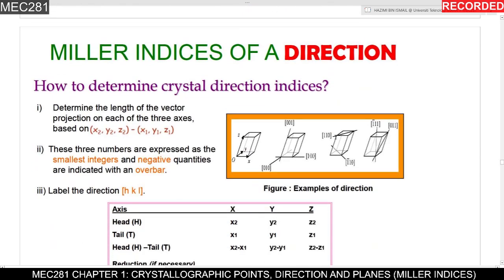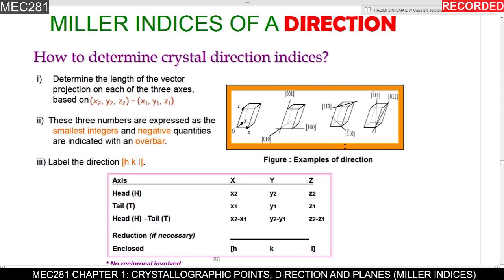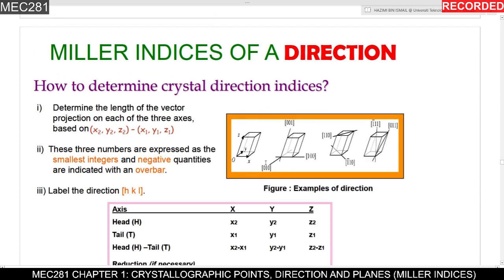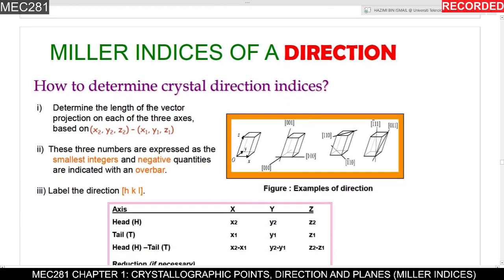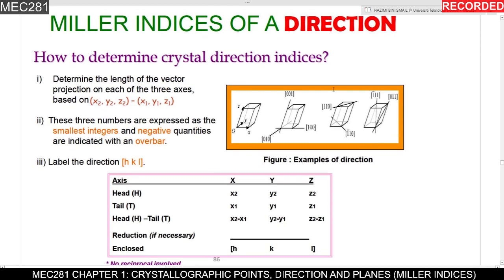Let's go to the Miller indices of a direction. This is the important thing. From the coordinates there, you have to convert into the Miller indices. For our chapter, we are going to learn about the directions and the planes. In this slide, this is all about the directions. Let's first read how to determine crystal direction indices.